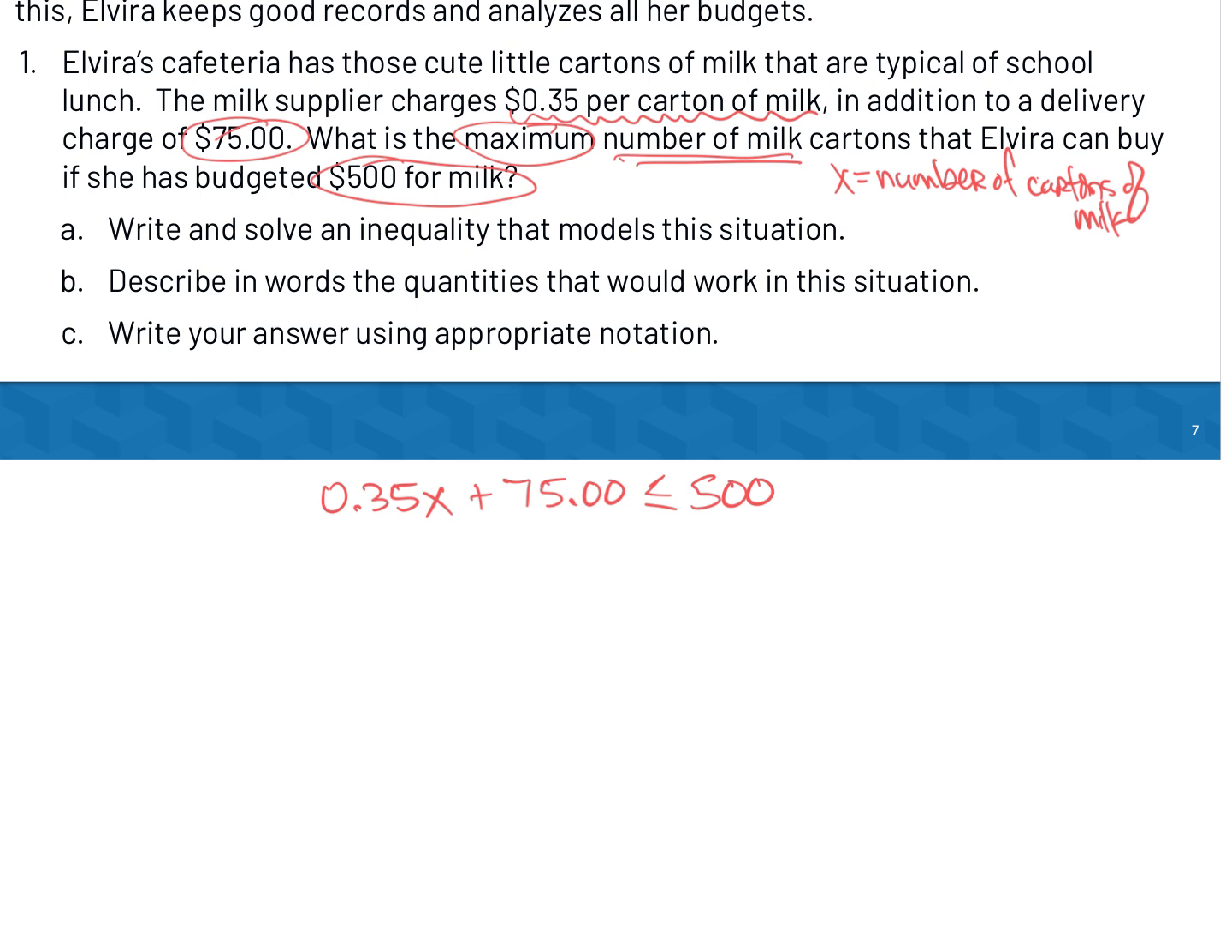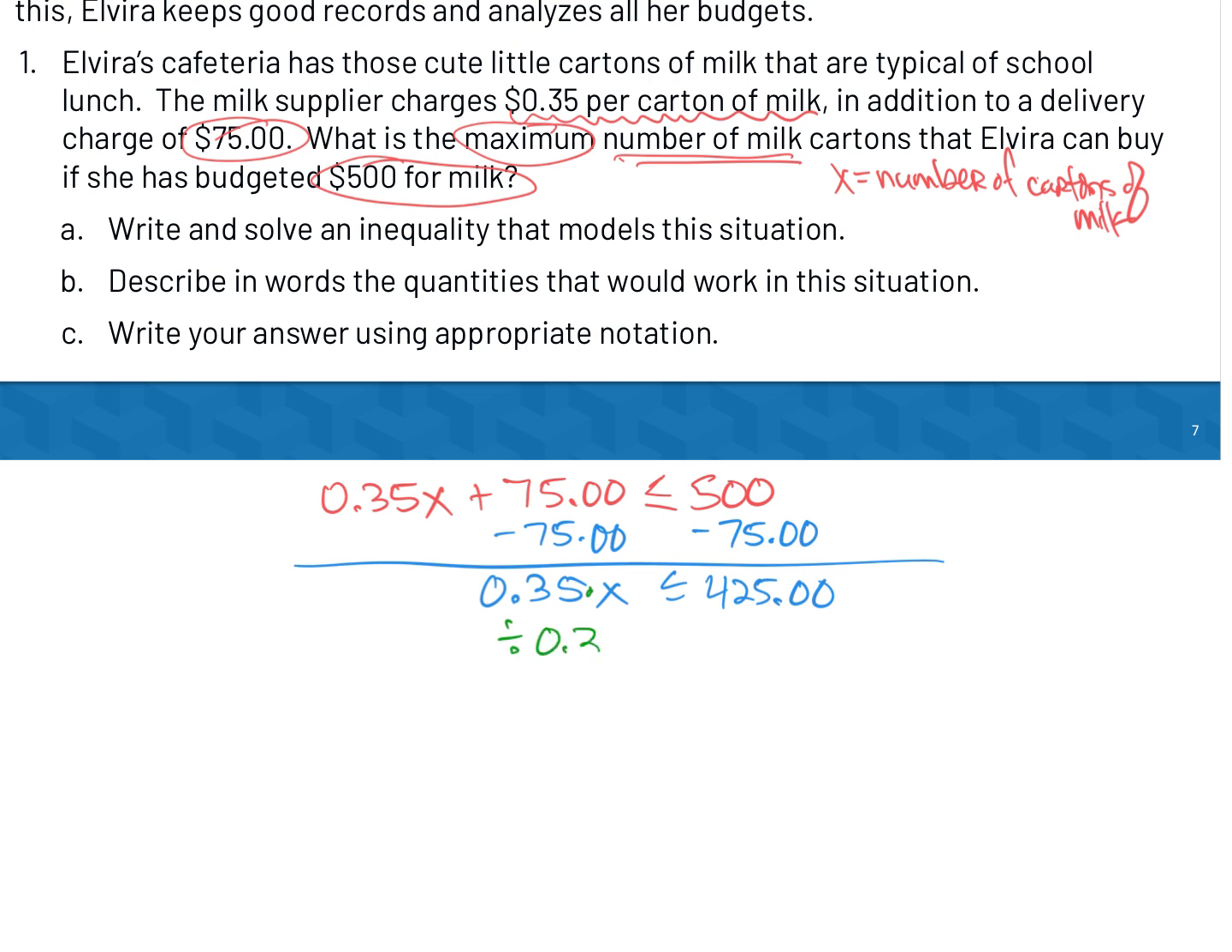Oh, what's our first step? Let's get rid of the 75. All right, grab your calculators. Let's go ahead and figure this out. So 500 minus 75, that's 425, less than or equal to 0.35x. We want to get x by itself. 35 cents and x, they are multiplying. So we are going to divide by 35 cents.